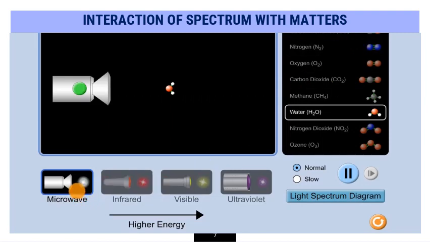So if we start with microwave radiation, and here we have a water molecule, I've picked that right over there, and I can get my simulation going. You can see what it's doing is when it gets absorbed, it causes a rotational transition in the water molecule. It makes the water molecule rotate in a different way than it was before. And then the water molecule can also emit the radiation and then rotate differently.